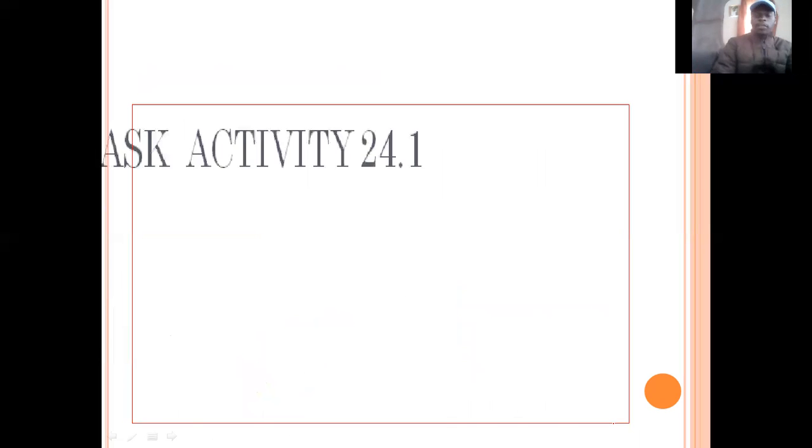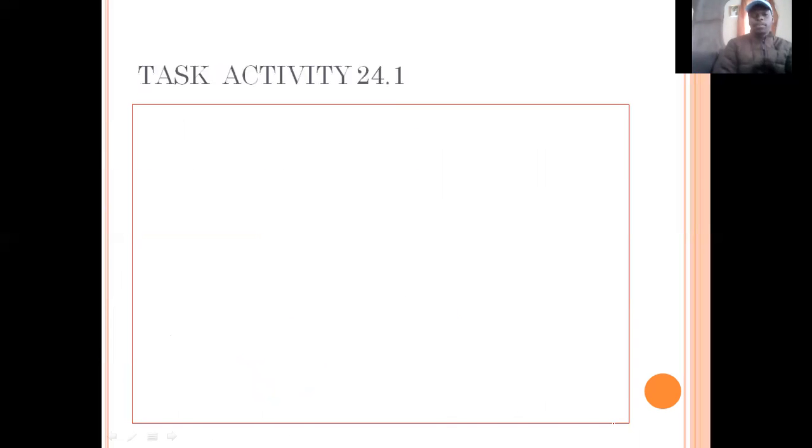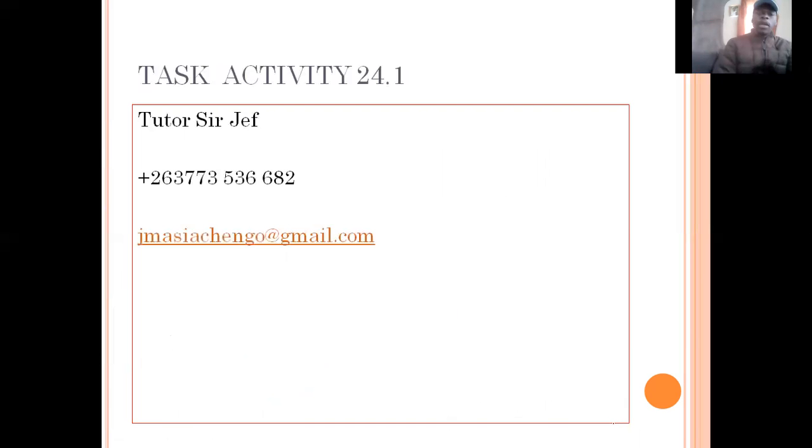I hope you are following. I'll give you an activity from our main textbook, activity 24.1. On that activity, I want you to try and categorize revenue expenditure and capital expenditure. Keep on practicing this, and by the end of the day, I know you'll be good to go. This is one of the favorite topics that the examiners will bring in the exam.